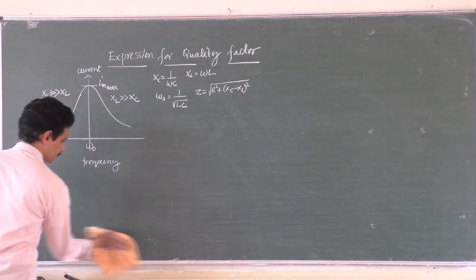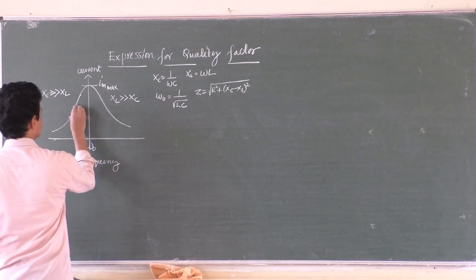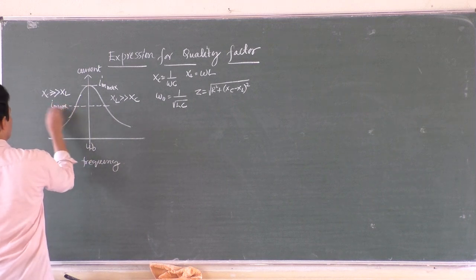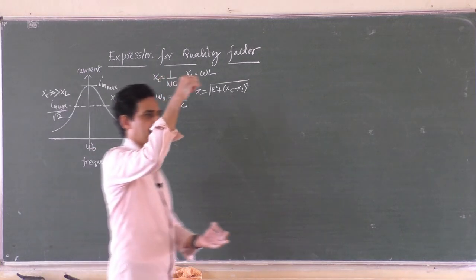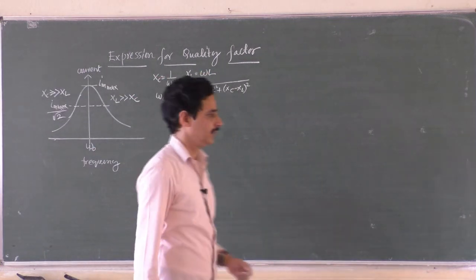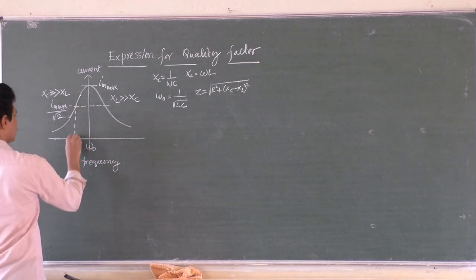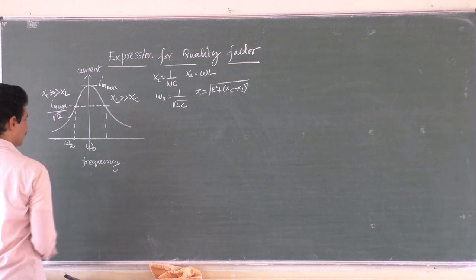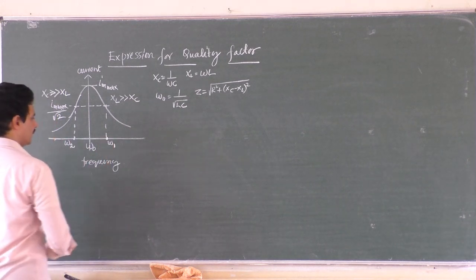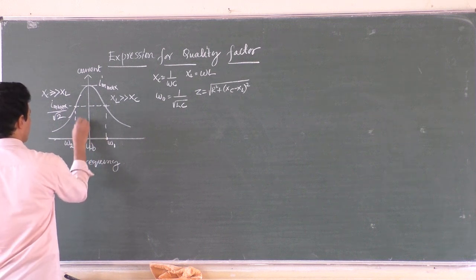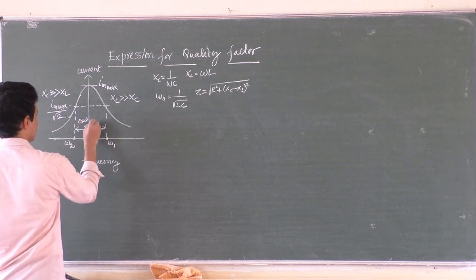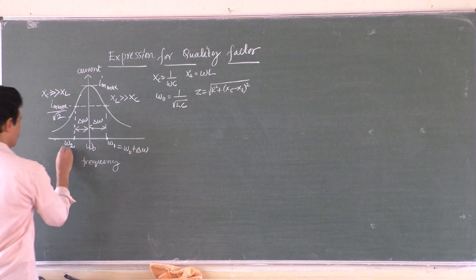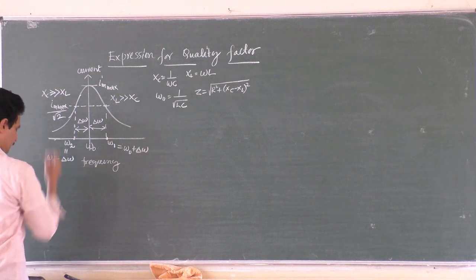Now, if this is Im maximum, select a current which is at least equal to Im maximum by root 2, the peak value of current by root 2. If you select such a current, then there are two frequencies at which current is at least equal to Im maximum by root 2. One is the lower cutoff frequency, say I call it omega 2, and this one is the higher cutoff frequency omega 1. If half of the bandwidth is delta omega, then omega 1 is omega naught plus delta omega and omega 2 is omega naught minus delta omega. Hope you can all follow this.